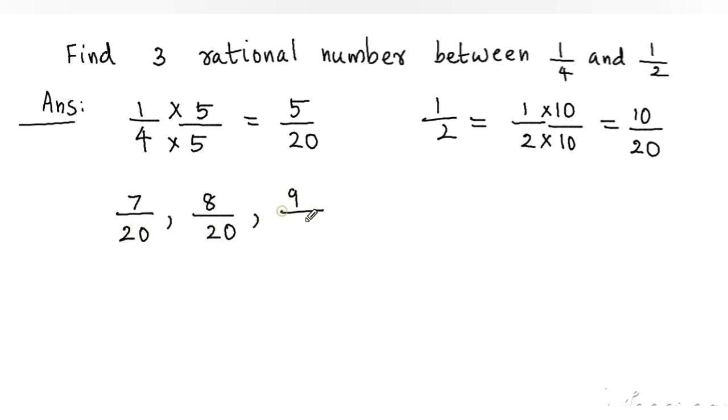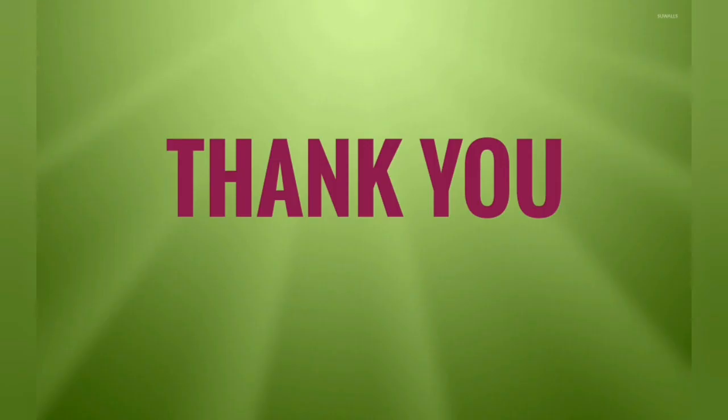So you can see there are 4 rational numbers, like after 5 we have 6, 7, 8 and 9. You have to list only 3 of them. So write the rational numbers as 7 by 20, 8 by 20 and 9 by 20. These are the 3 rational numbers which lie in between 1 by 4 and 1 by 2. If you change the denominator to any other number, accordingly the rational number will also vary.